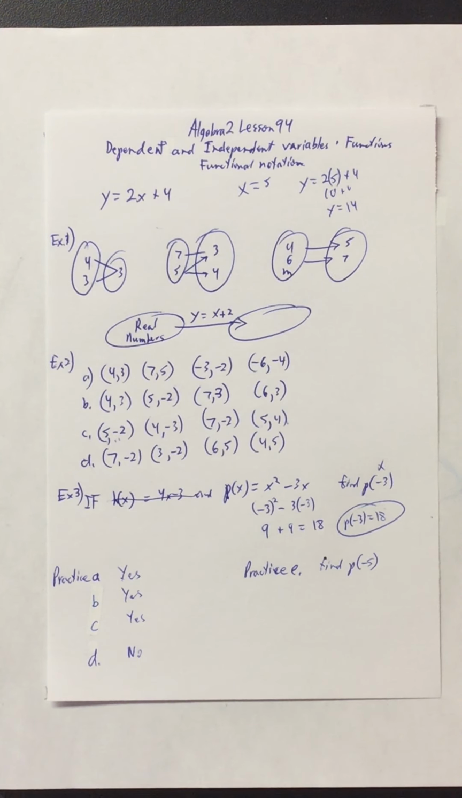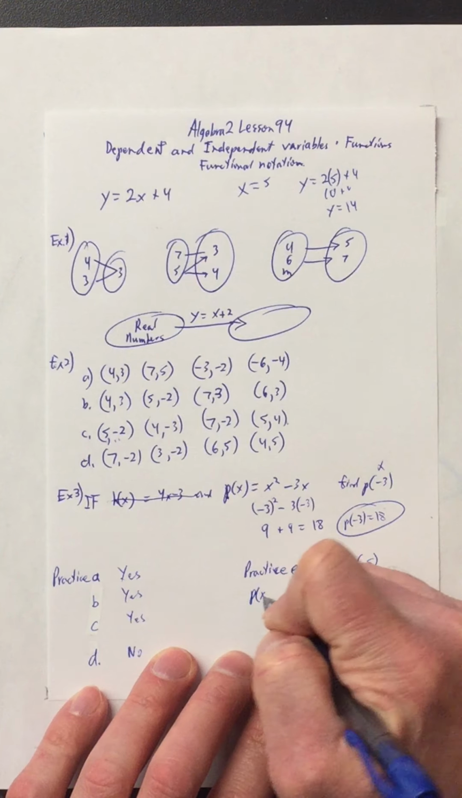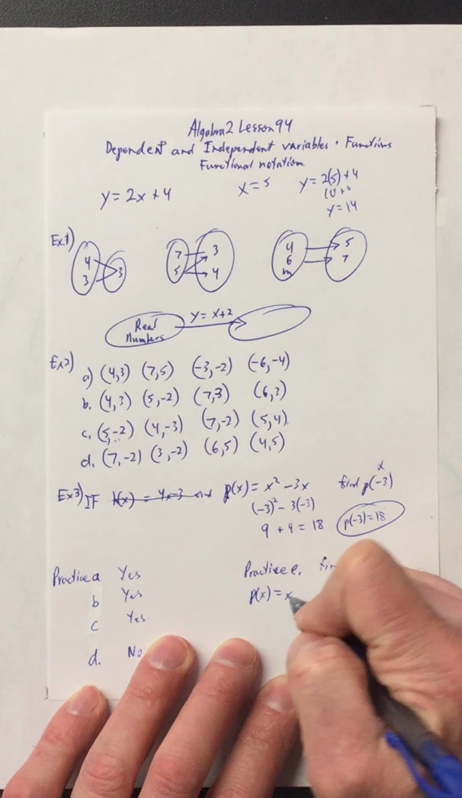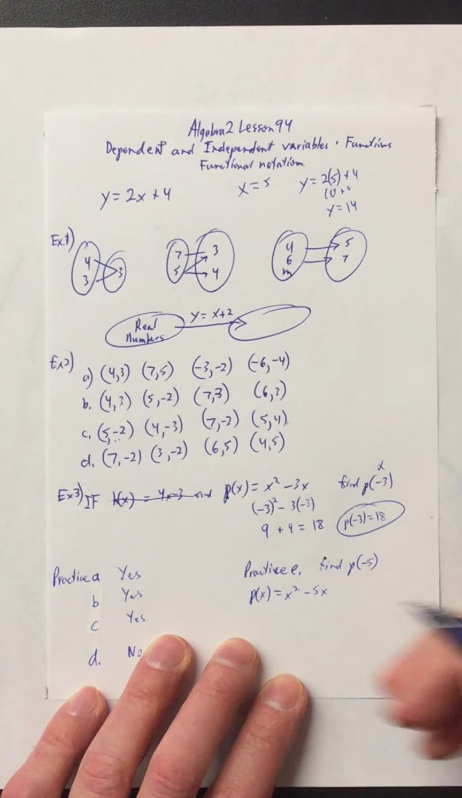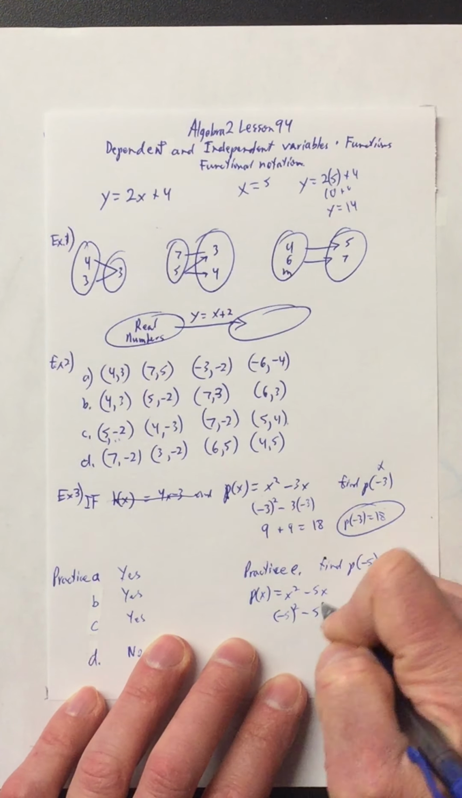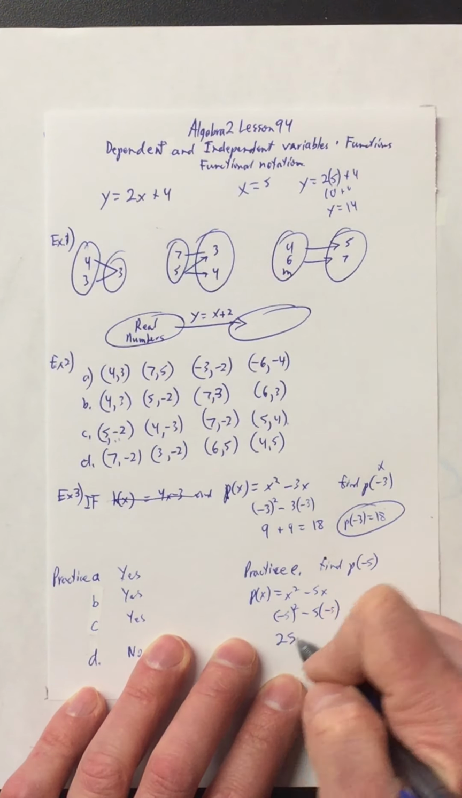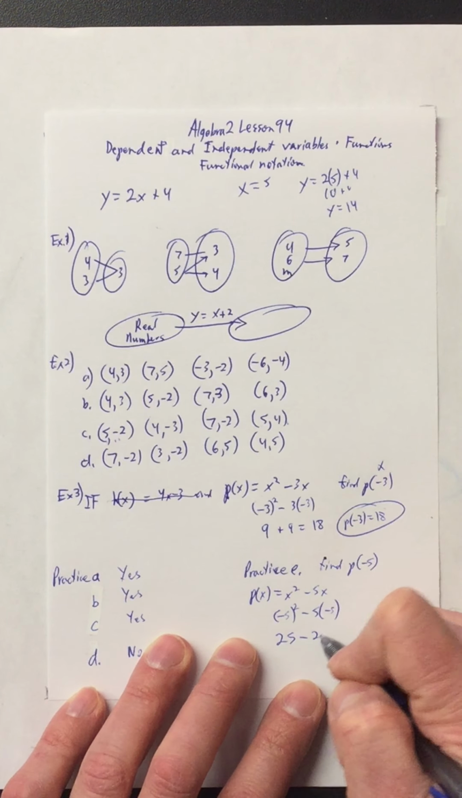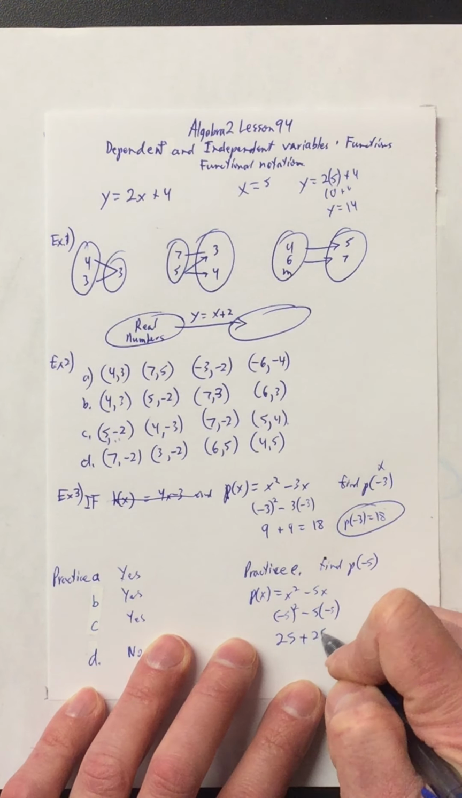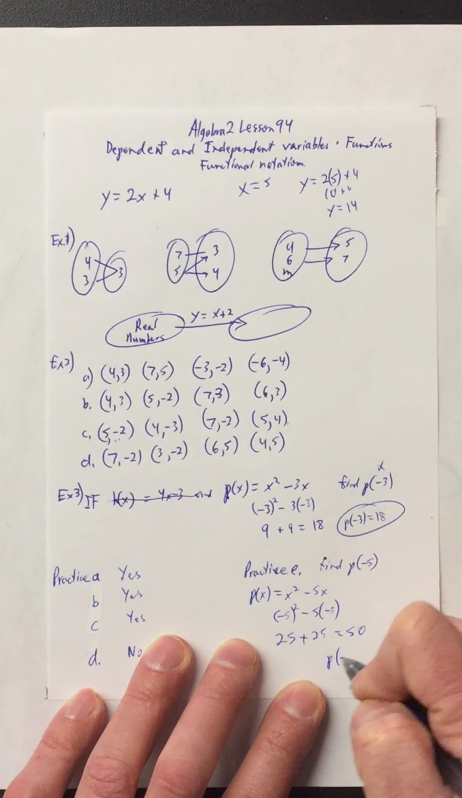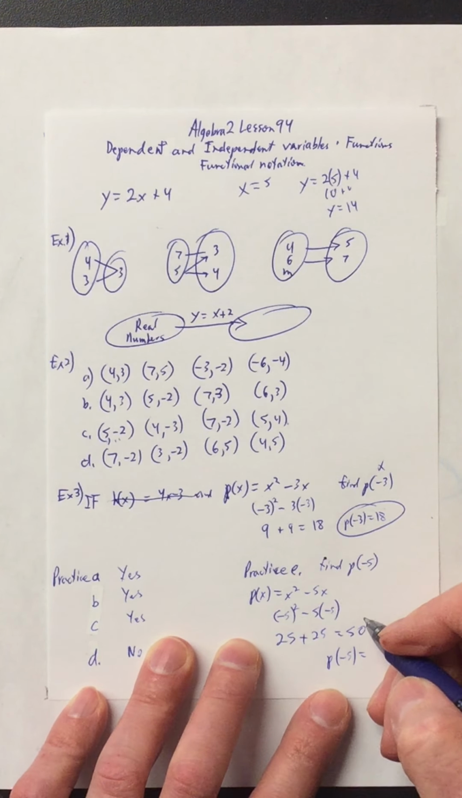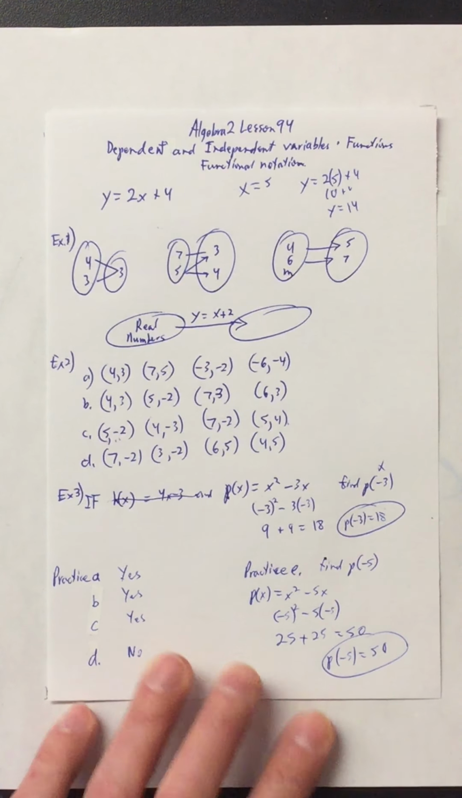All right, and then our last practice problem here. It says find p of negative 5. Well, they give me 2 equations there, one h of x and then p of x. I'm going to disregard the h of x because I don't need that one. I'm going to have the p of x is equal to x squared minus 5x, and I'll plug in my value. So negative 5 squared minus 5 times negative 5. So 25 minus, looks like negative 5 times negative 5 is plus 25. So it looks like p of negative 5 is equal to 50. And there's my answer.